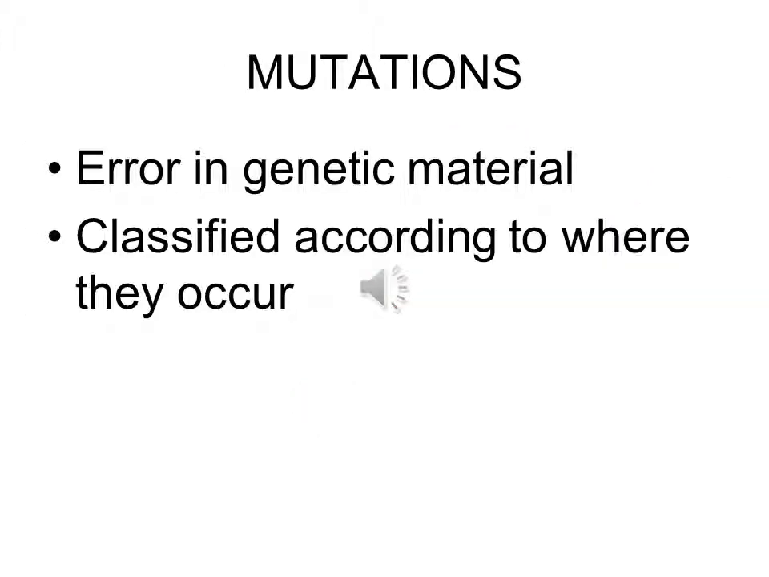Sometimes there's an error in our genetic material. We call these errors mutations. A mutation is an inherited alteration of genetic material, or a change in genetic material that can be passed on to your offspring. Mutations are classified according to where they occur. Do they occur in the body cells, or do they occur in the reproductive cells?